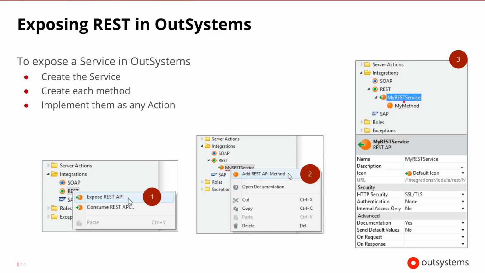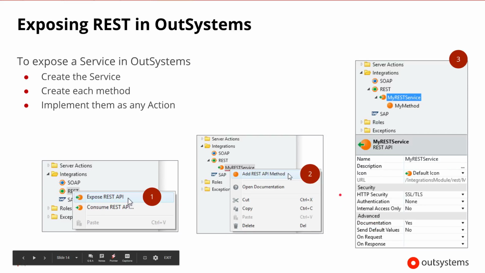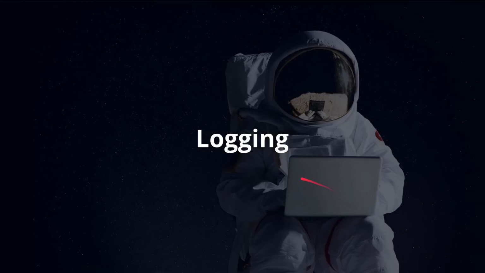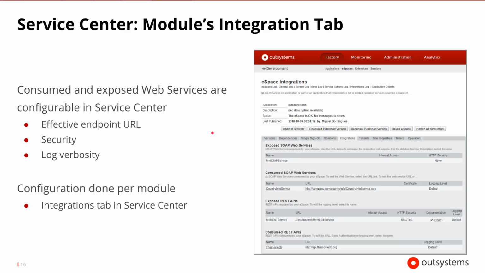And then we could also specify some of the information about the RESTful service. So we could say whether or not it should be documented, if we're going to send all of the default values. So some of the security and advanced settings are available here as well. So once we have the ability to both produce and consume all of these services, whether they're web services or RESTful services, we may need some information about how they're being used. So Service Center will log information about both what's been generated, what's available, and how they're being used.